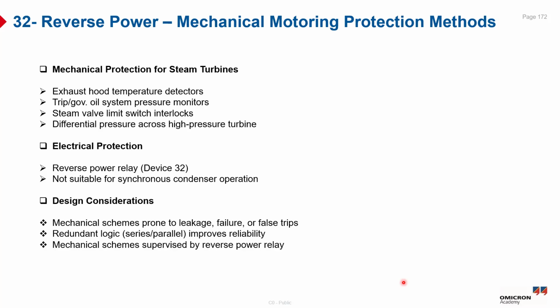Another effective approach is the differential pressure detection, measuring the pressure drop across the turbine to confirm whether steam flow still exists. However, valve leakage or backflow can still cause false motoring signals or even overspeed if not managed properly. So that's why a mechanical system is often supervised by a reverse power relay, ensuring that steam flow has truly stopped before tripping. For hydro units, the flow indicators and the reverse power protection are used, but for synchronous condensers, motoring is normal and controlled, so reverse power protection is not applied.